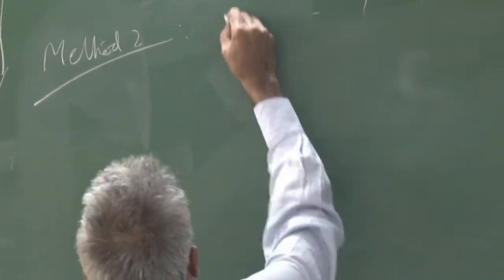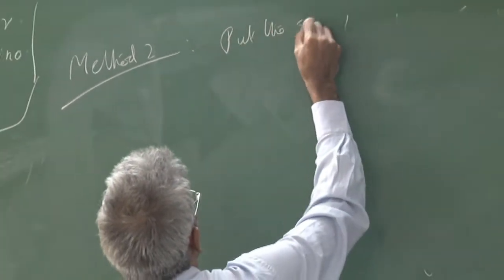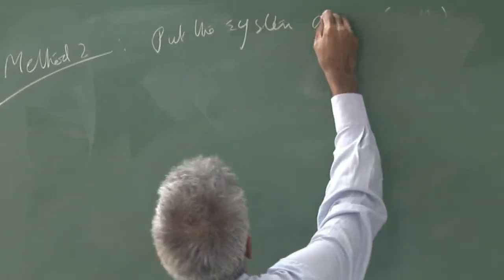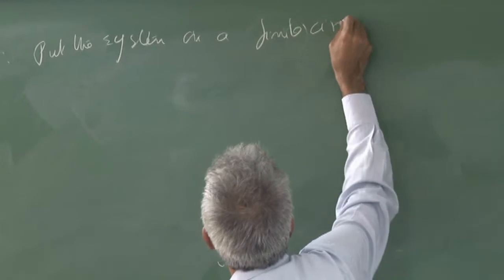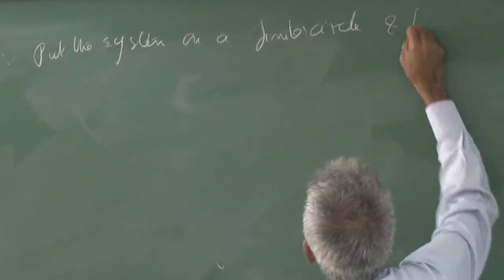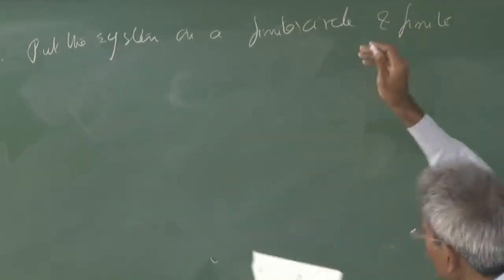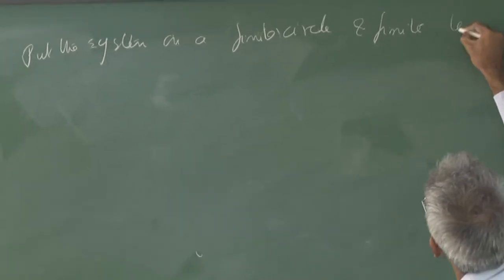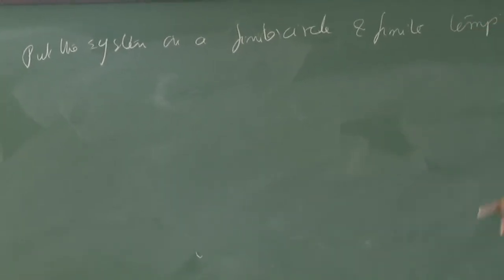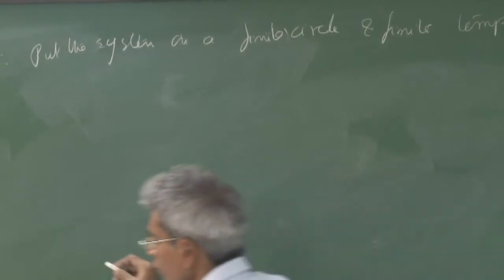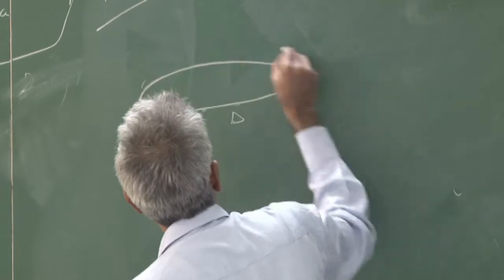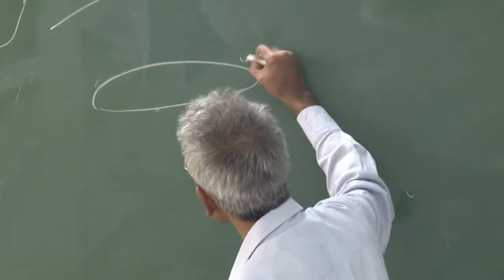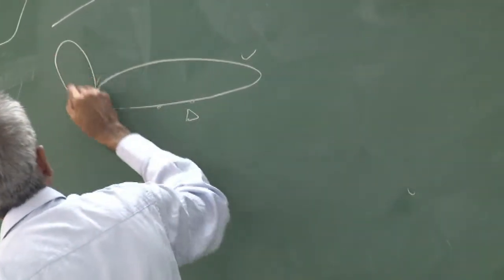So put the system on a finite circle and finite temperature. That was not covered by all the cases I mentioned. So there is a region delta, there is a circle of size say L or R, and then there is also temperature beta. So the system is actually on the torus.